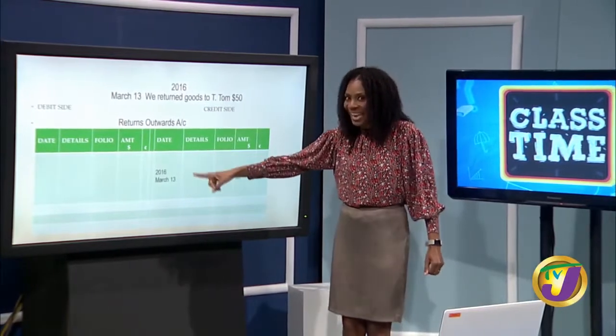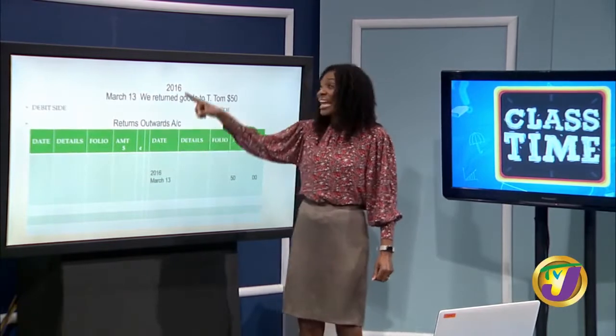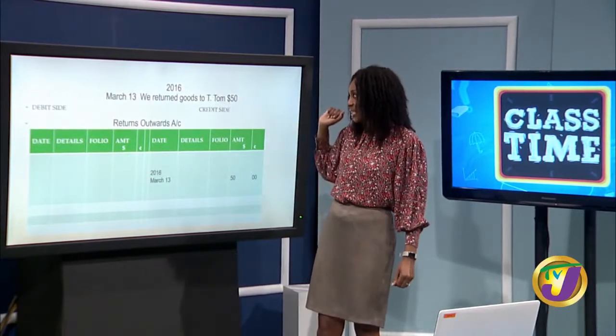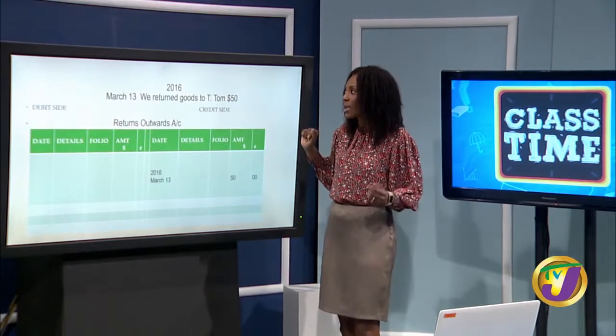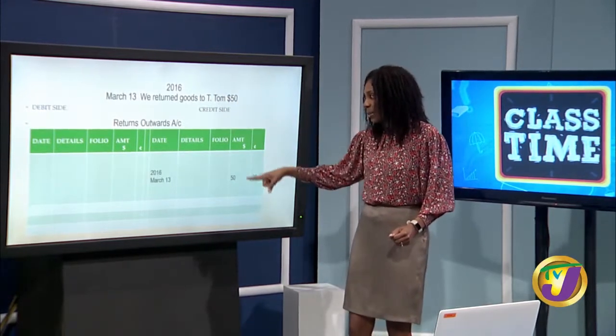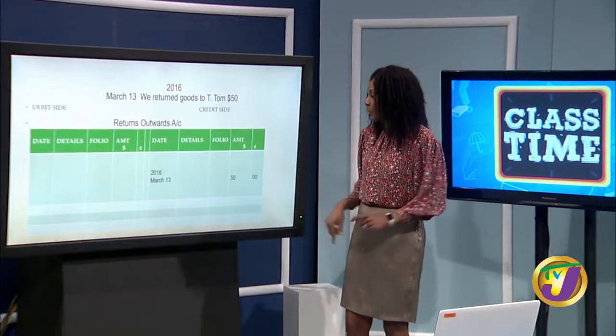We will put in our date. And what's the date? March 13. And the year is what? 2016. The amount was how much? $50 worth of goods are being returned. So we put the amount under the amount section, $50.